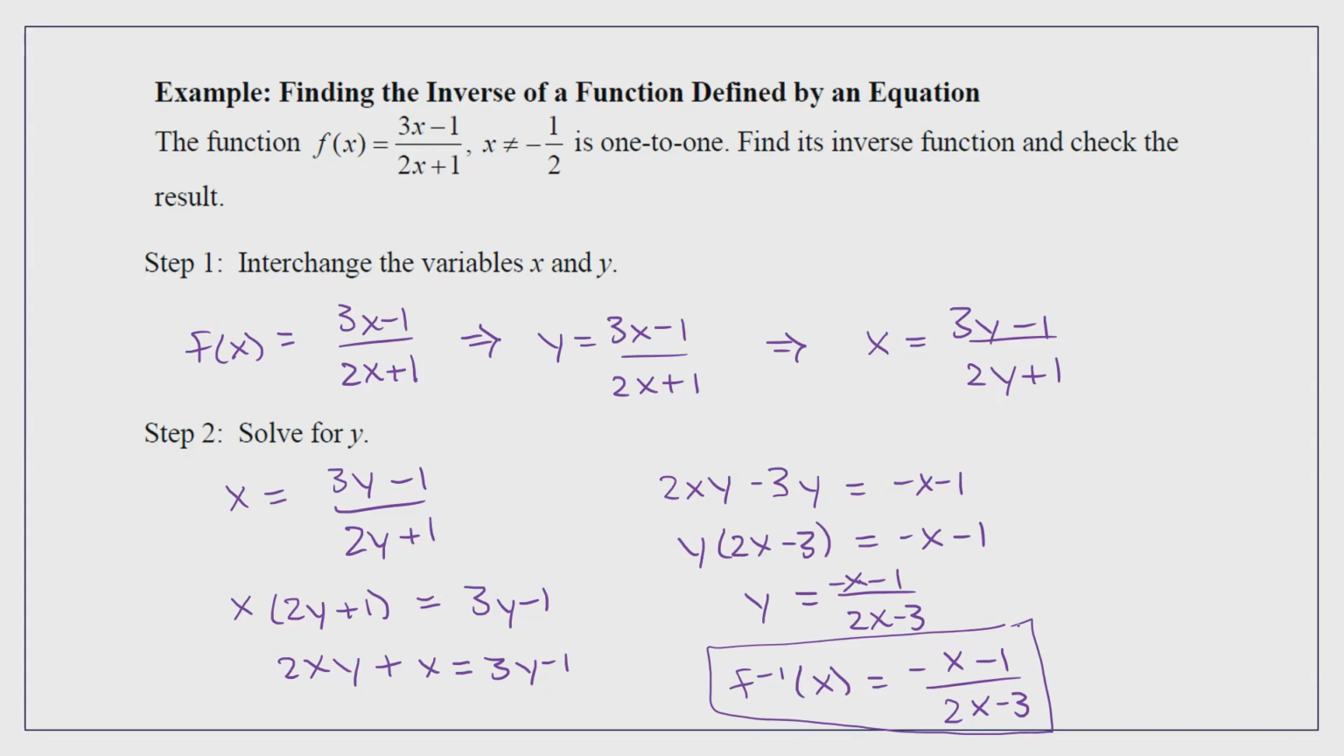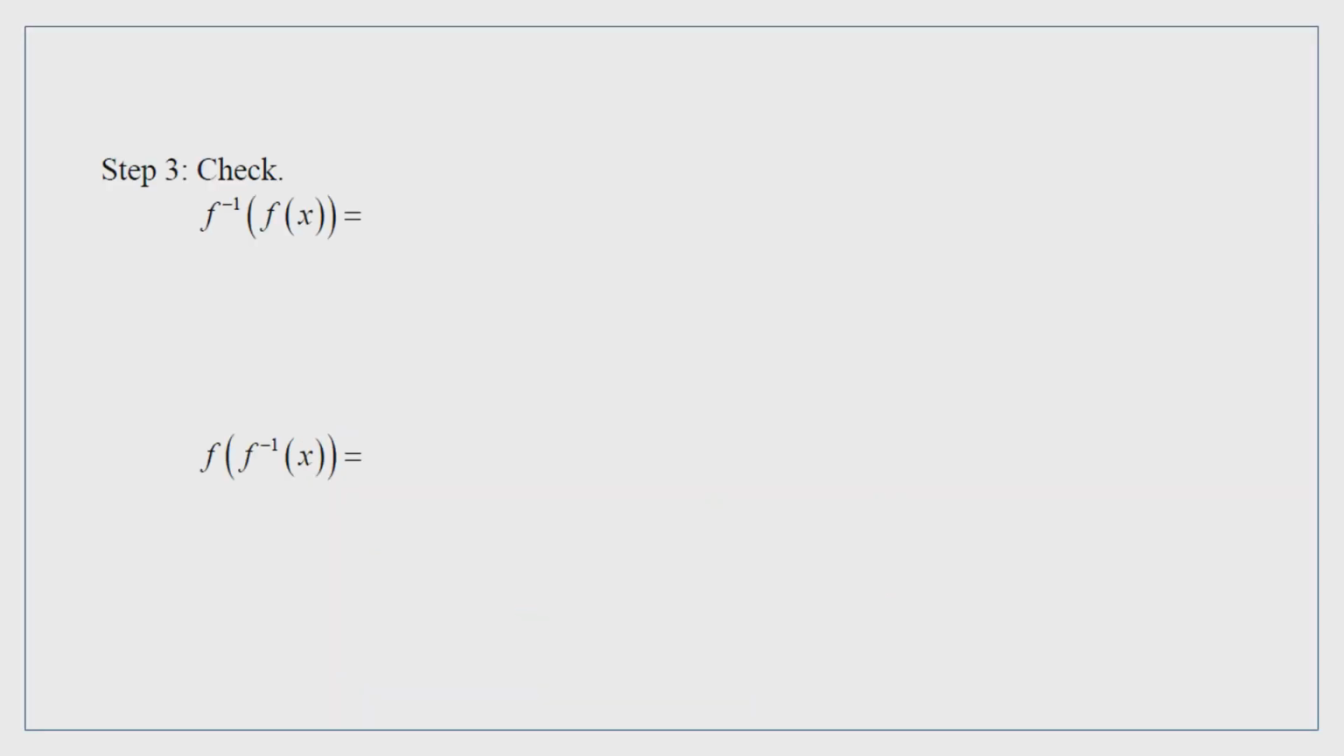Awesome. So step 3 is now to check whether both of these are actually inverses of each other. So our f of x, I'll write this at the top, was 3x minus 1 divided by 2x plus 1. And our inverse function of f came out to be negative x minus 1 divided by 2x minus 3. So if both of these are the correct inverse functions of each other, then both of these expressions that we need to check should equal x.